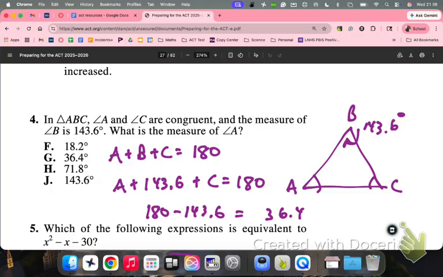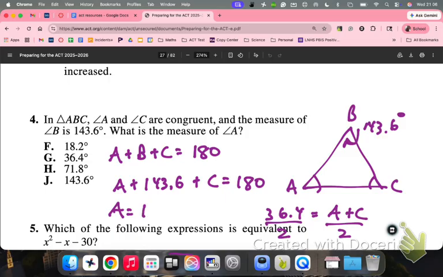A plus C equals 36.4. A plus C and A plus C are the same thing. So if we divide this by 2 and divide this by 2, we're going to get A equals 18.2. There we are. Notice we might have been able to solve this one just by looking at the last digits.